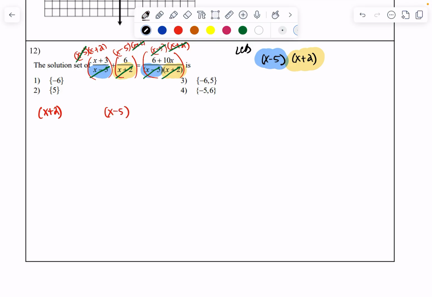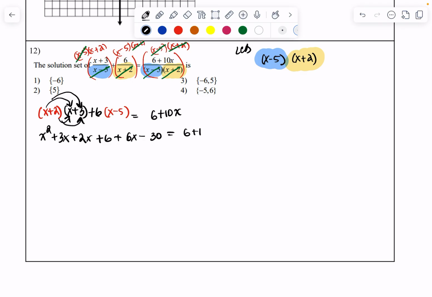And then let me write down the stuff that is on the numerator. So x plus 3 plus 6 equals 6 plus 10x. The 6 plus 10x, technically you could have factored it, but for the numerator it's okay if we leave it the way it is, because we don't need the numerator for the LCD, just the denominator. Then we are going to FOIL and distribute as much as we can. And then we have 6x minus 30 is equal to 6 plus 10x.